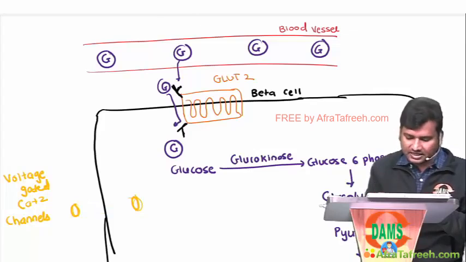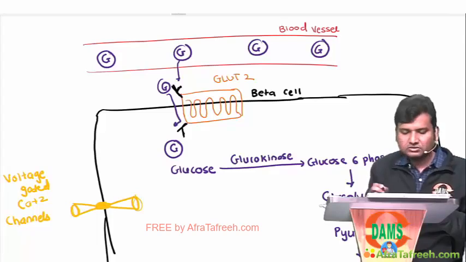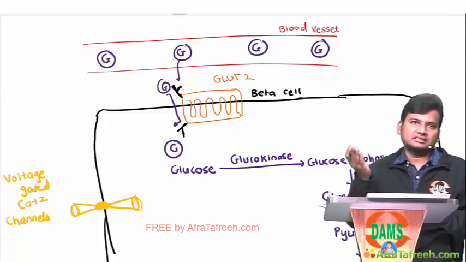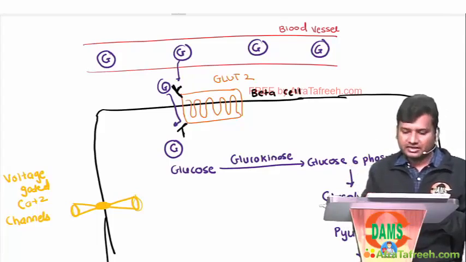These channels are closed, and when positive charge in beta cell increases, then it will cause opening of calcium channels.